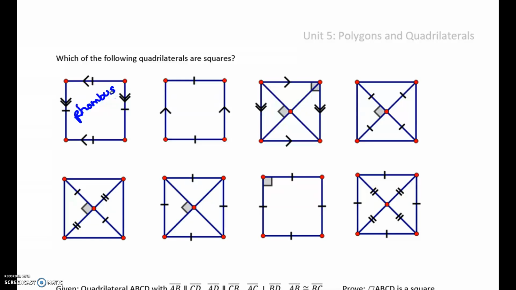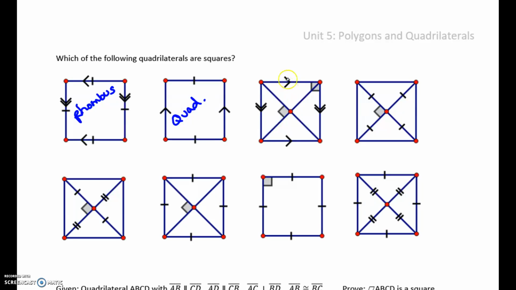This guy, I've got a pair of opposite sides parallel and a pair of opposite sides congruent, but they're not the same opposite sides, so I can't even prove it to be a parallelogram. And if I can't prove it to be a parallelogram, I cannot prove it to be a square. So the best I can say about this guy is that he's just a quadrilateral.